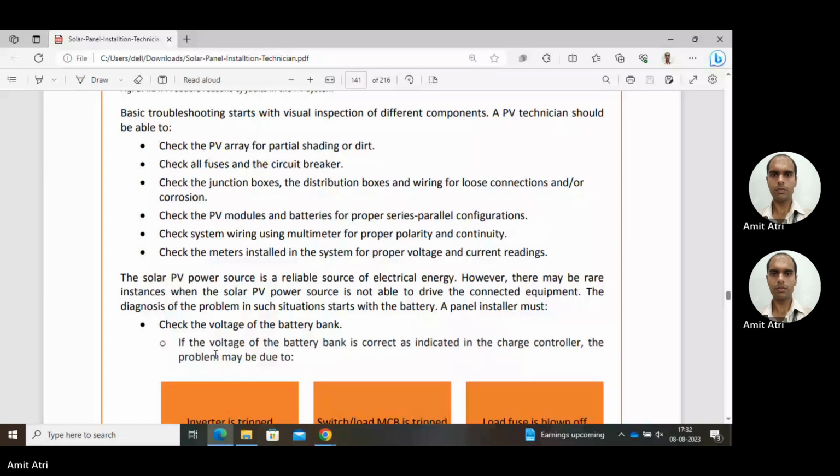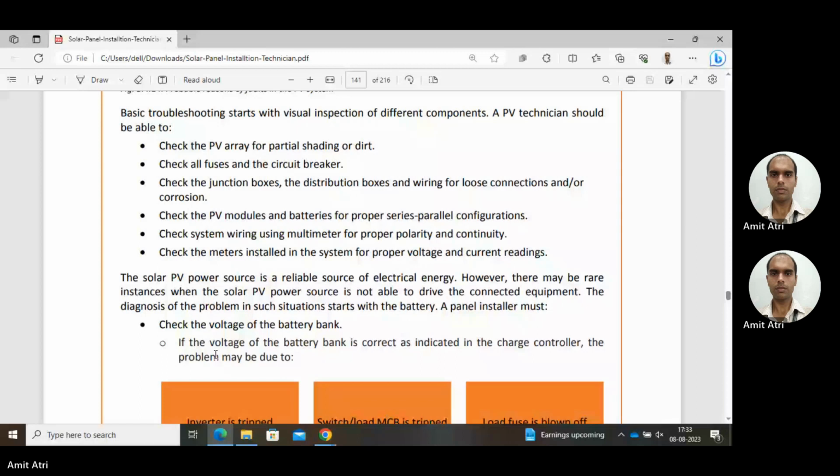Then the installer should check system wiring using a multimeter for proper polarity and continuity. Continuity means the wires which are connecting are not broken. If a wire is broken, then the output from one component won't be able to reach the next component. So continuity should be proper. Polarity means the positive and negative terminals of one device are not interchanged. If the positive terminal of one component is connected to the negative terminal of another component, polarities are changed and there will be a fault. And the installer should check the meters installed in the system for proper voltage and current readings. The measurement, the monitoring, should be accurate.